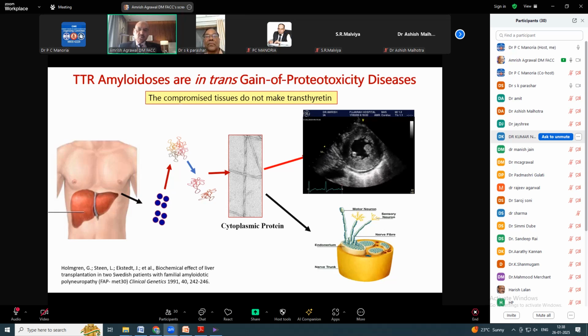Today we are not going to discuss systemic amyloidosis. We are going to focus on ATTR amyloidosis, which is a correctable cause, because we now have therapeutic modalities to look after in this treatment pattern.